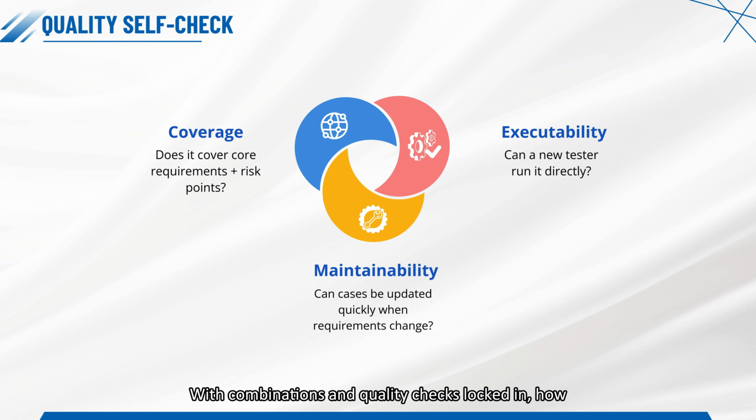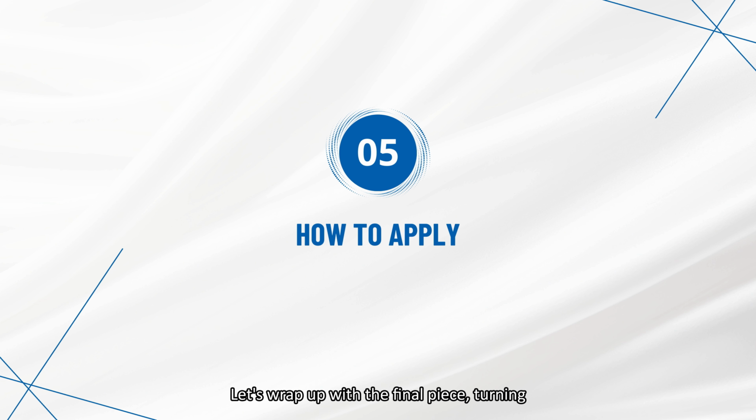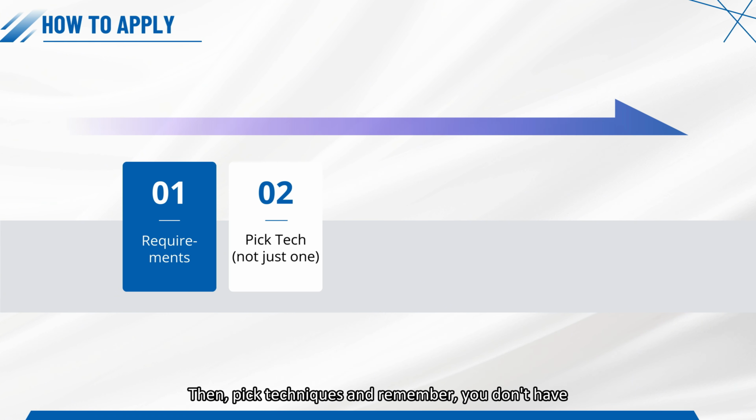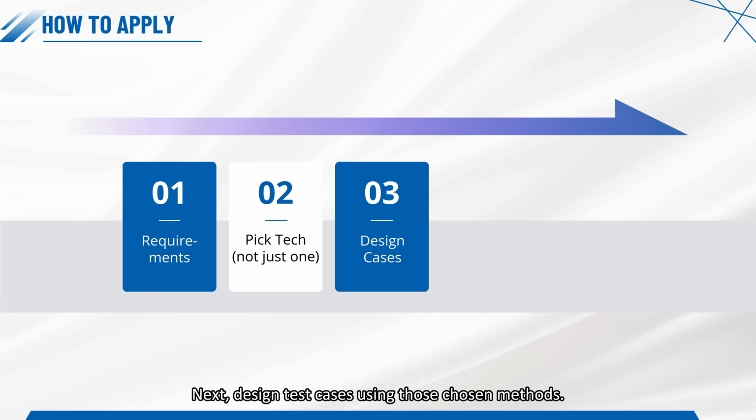With combinations and quality checks locked in, how do you actually apply these techniques day to day? Let's wrap up with the final piece, turning what we've covered into actionable steps for your workflow. Start with requirements. Understand what the system needs to do. Then pick techniques, and remember, you don't have to stick to just one, mix and match based on the scenario. Next, design test cases using those chosen methods.